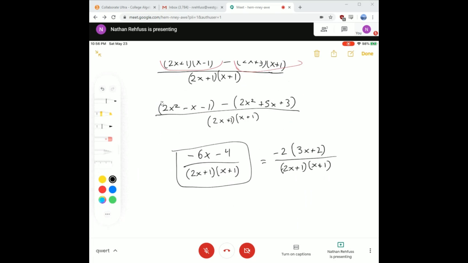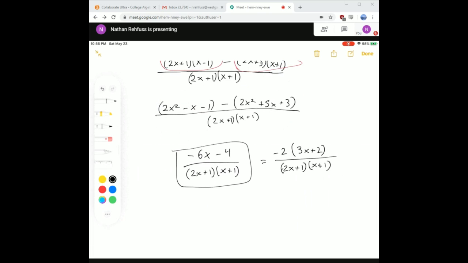And that's all there is to rational expressions. Like I said, not going to spend too much time on those, but they are on the final, so I did want to cover them a little bit.